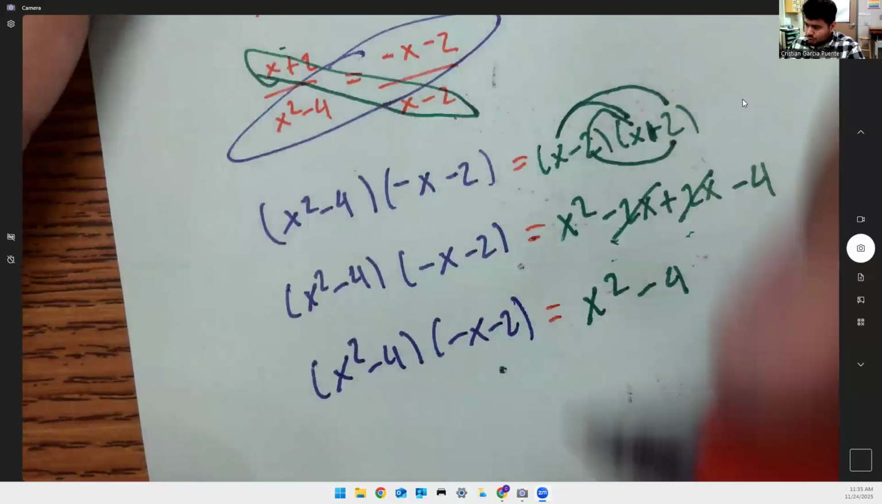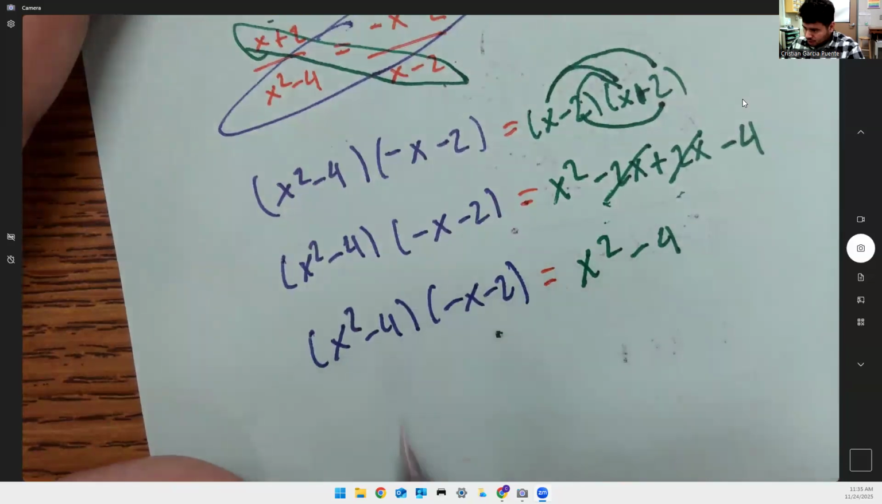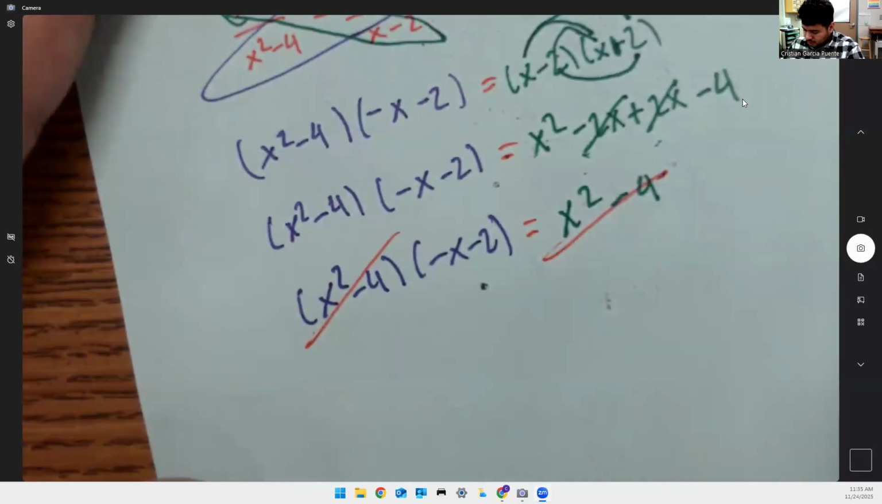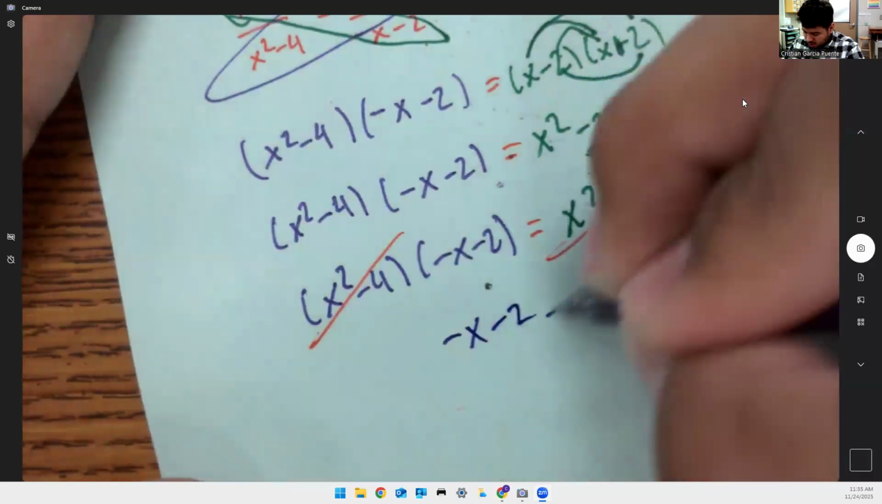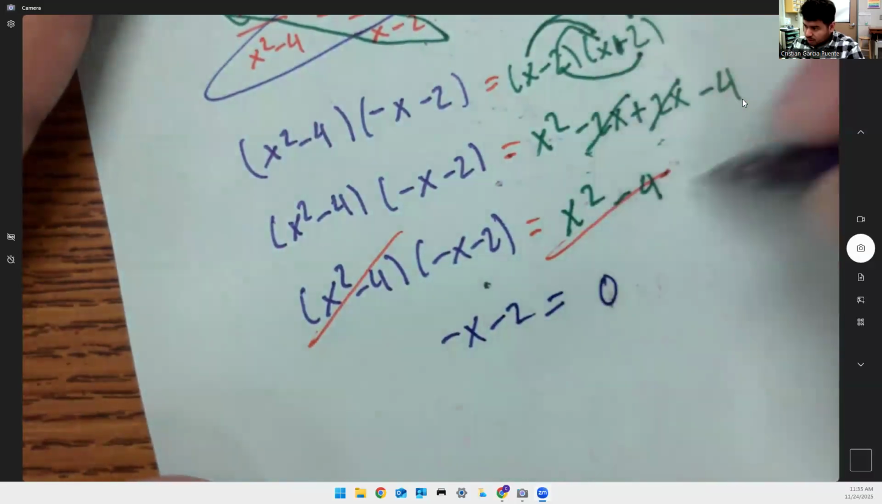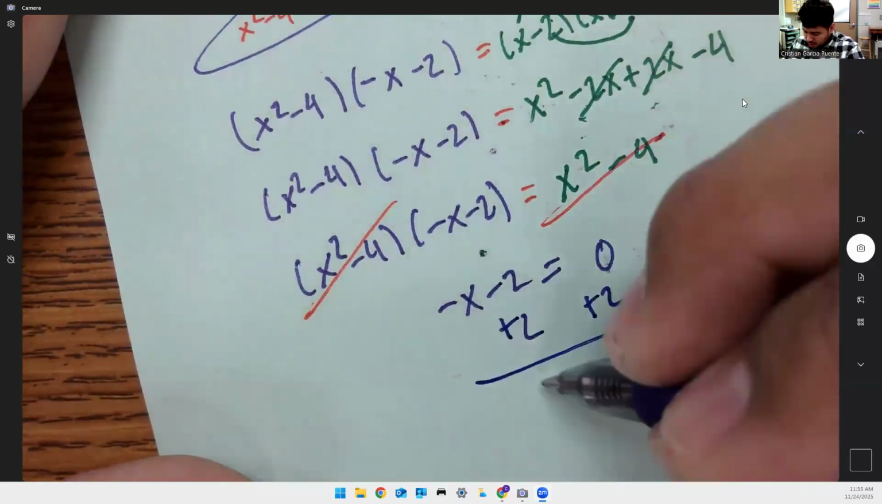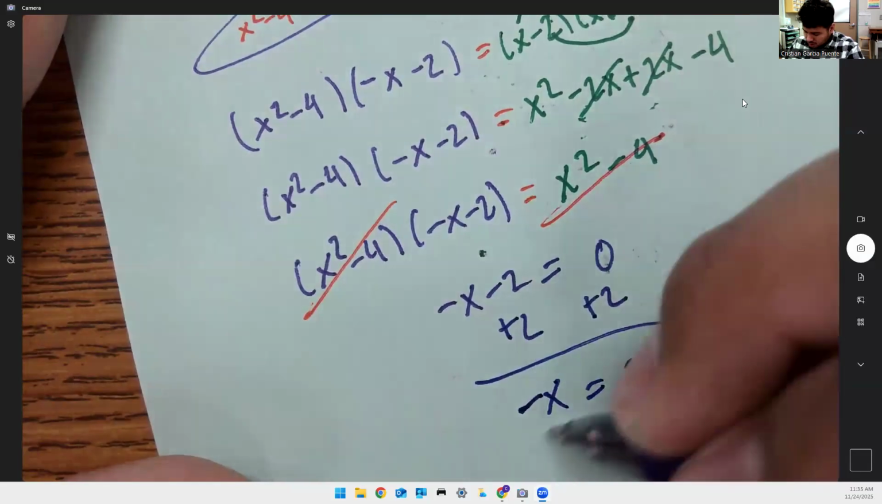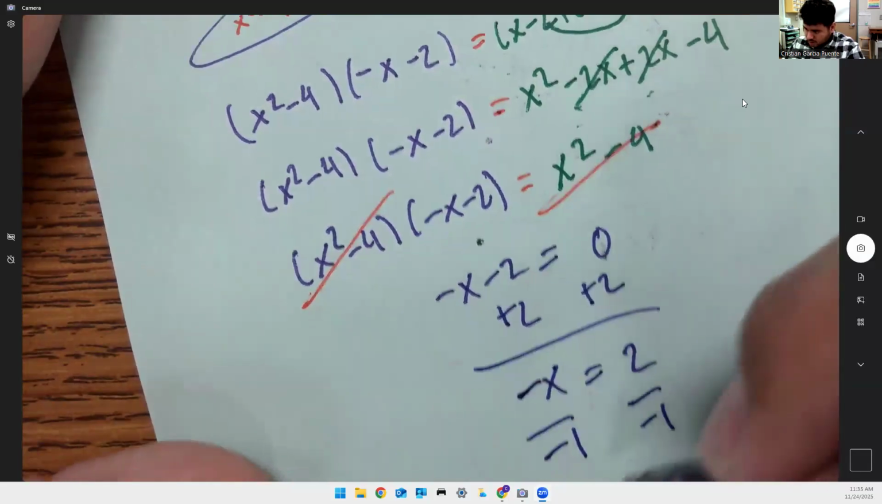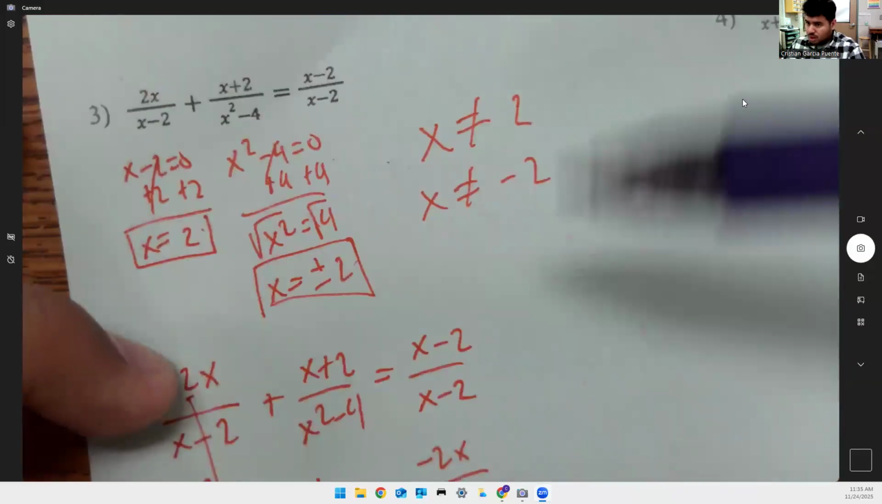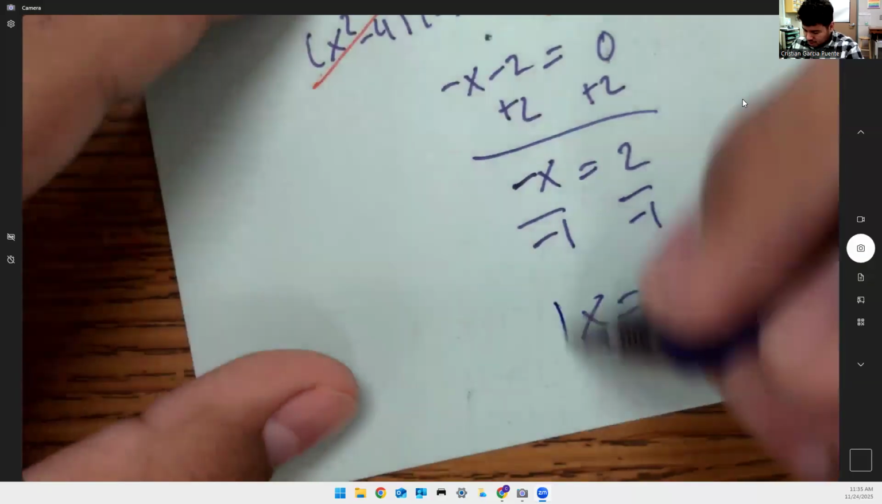Do we see how over here we both have x squared minus 4? Since we have those, they can cancel. So you'll be left with negative x minus 2 is equal to 0, since there's nothing on the right. Now, add 2 to both sides. So negative x is equal to 2. Get rid of that negative 1. So x is equal to negative 1. Is negative 1 one of our excluded values? It isn't. So that is our answer, and you are done.